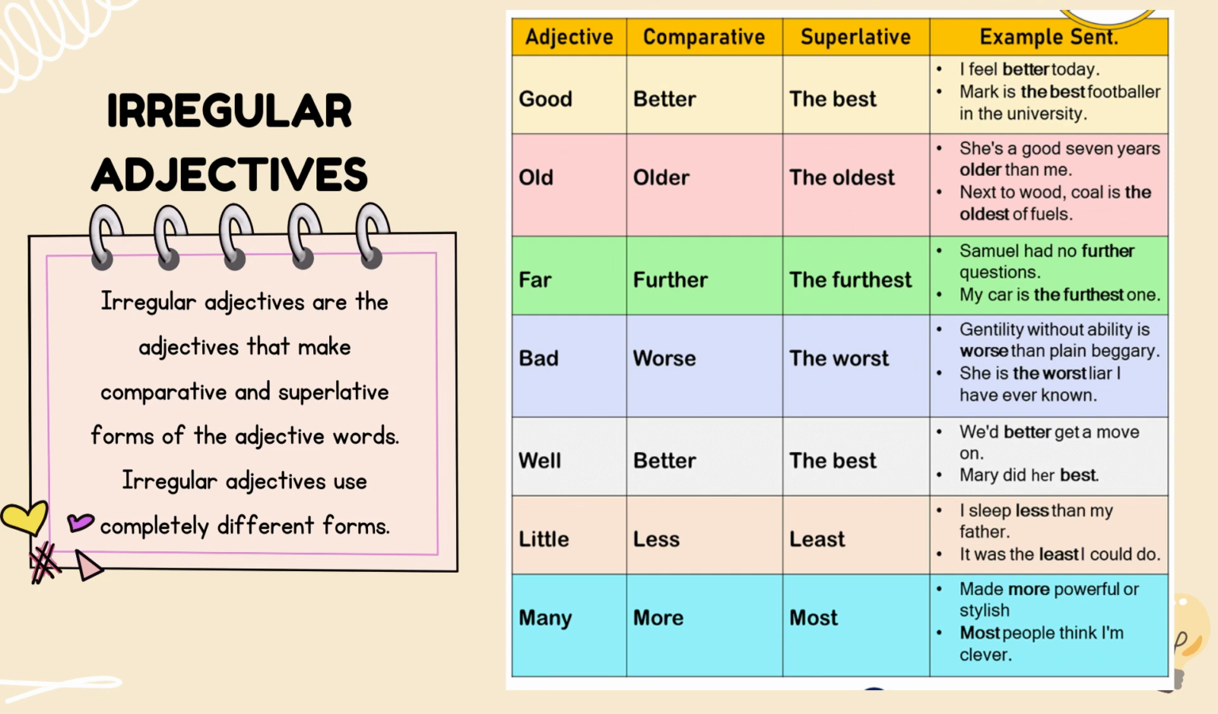So we can see the example sentences that are written in the box. Okay, so for the first example, I feel better today. Second example, Mark is the best footballer in the university. So you can look at all of the irregular adjectives within the box that are being presented to you, and read all of it and the example sentences of the irregular adjectives.